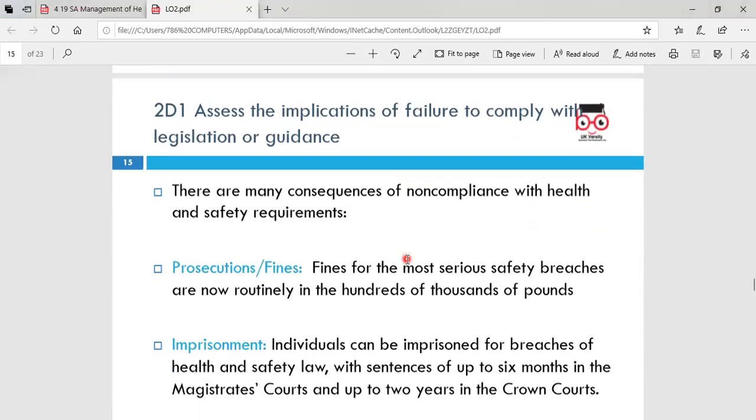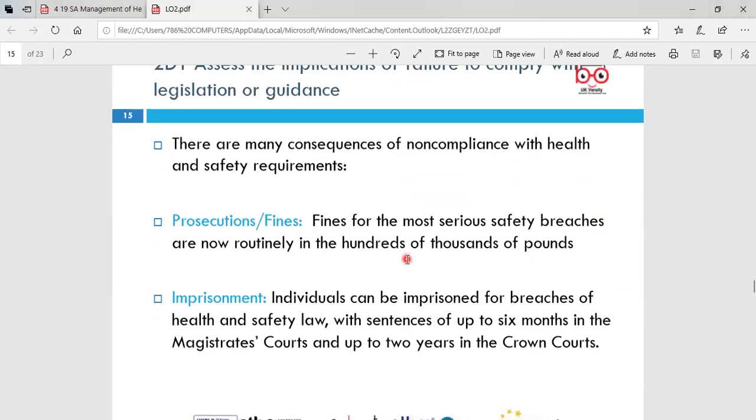So there are many consequences when you don't comply with health and safety requirements. You could have prosecutions, fines. The most serious safety breaches are now routinely in the hundreds of thousands of pounds. So the organization just goes down, and obviously there are many people who have to suffer because of it. There could be imprisonment also because of this. So individuals could be imprisoned.